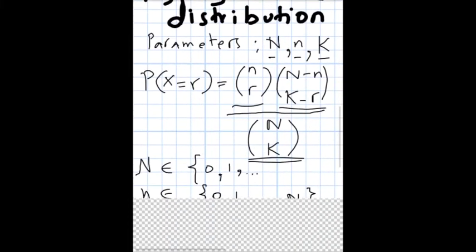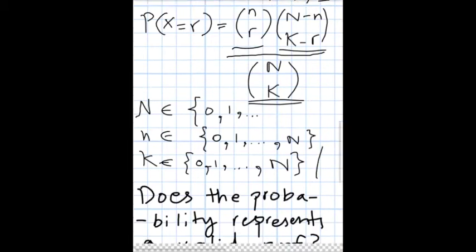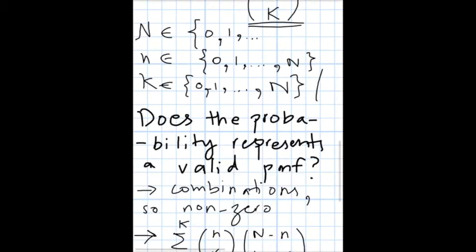It is also easy to see that our uppercase N can take any value from 0 to infinity, obviously just whole numbers, and lowercase n can take any value from 0 to capital N, and so does k. The question is whether this probability represents a valid PMF or not.